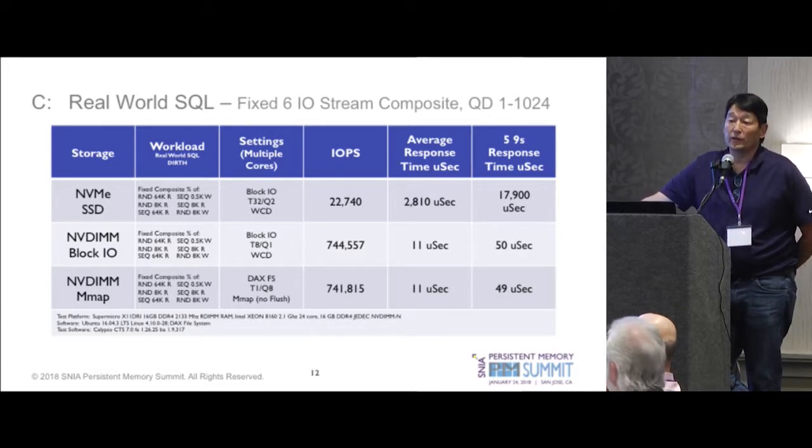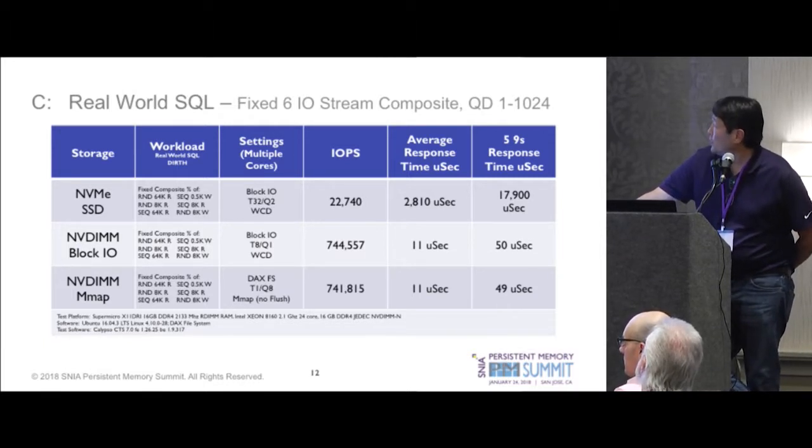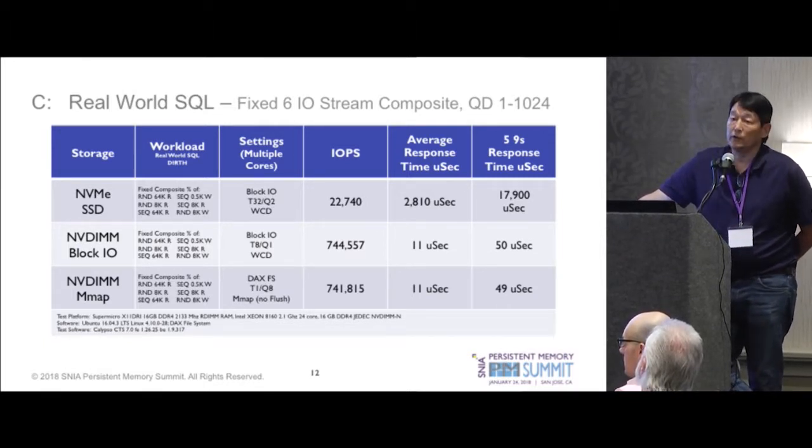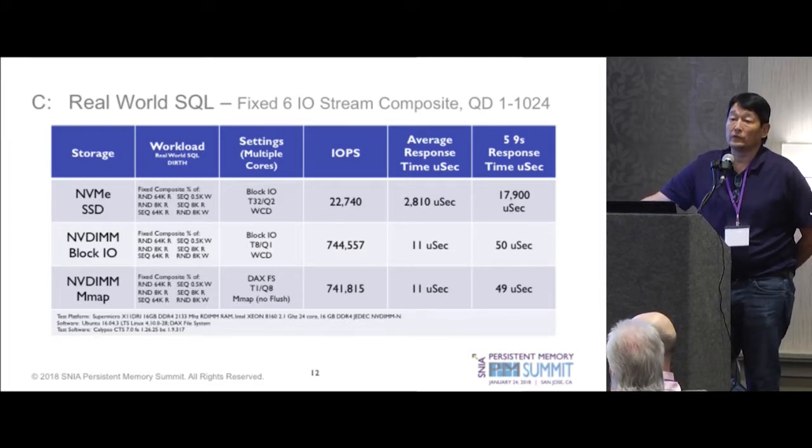But you also notice that that 750,000 range number for both the block IO and the map is much lower than the previous slides where you had 2 million and 1.9 million. Accordingly, the response times, you can see you're at 2,800 microseconds for the NVMe SSD device, but both the NVDIMM devices are at 11 microseconds for average response time and roughly 50 microseconds.